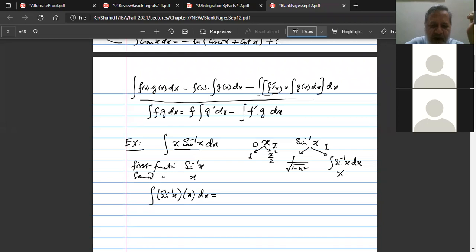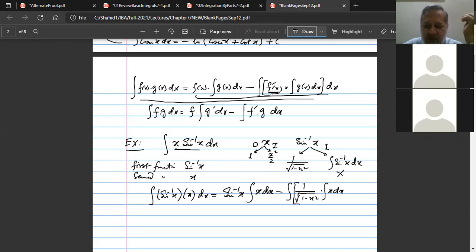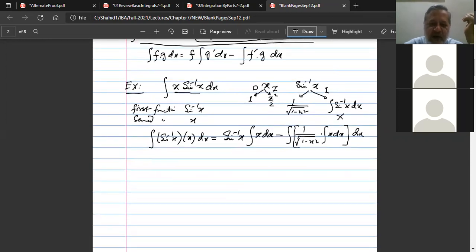For clarity, I am putting the brackets. The pattern or the formula tells me that I have to start with the first function as it is, the first function as it is, into integral of second function, minus integral of the derivative of the first function. So what's the derivative of the first function? It is 1 upon root of 1 minus x square. And integral of second function. Derivative of first function, integral of second function, and then I proceed further to simplify this result.